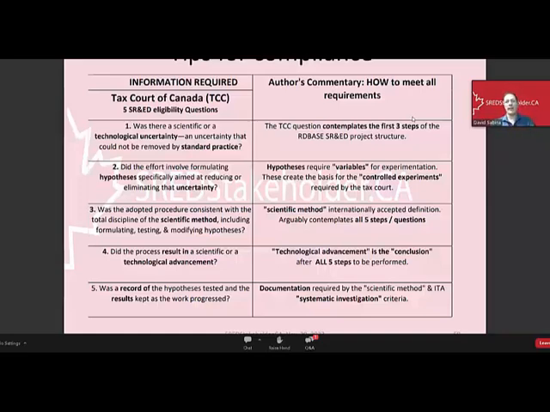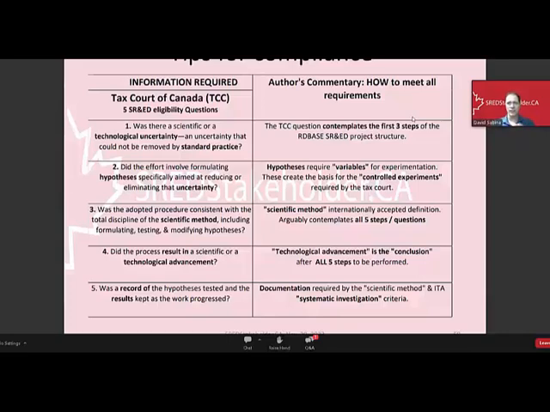Okay? As we mentioned, technological advancement is the conclusion, not the result. The result is the business advancement. The conclusion as to why is the technological advancement when we look at what the tax courts are really looking for. And documentation really is required under the systematic method.